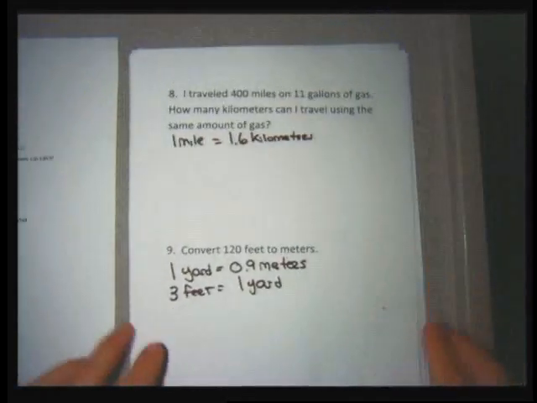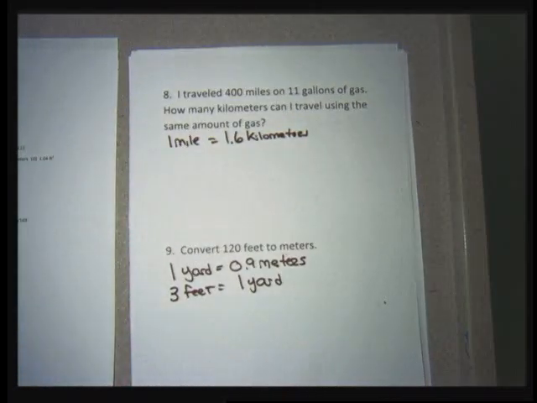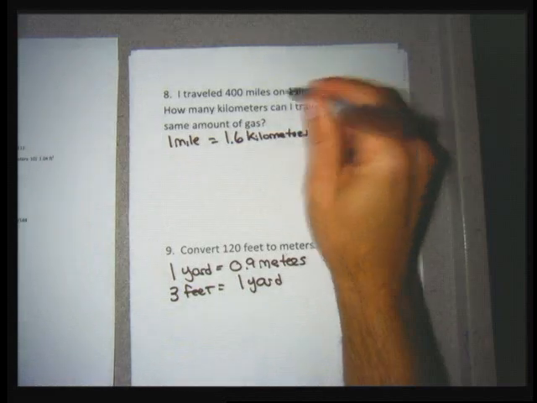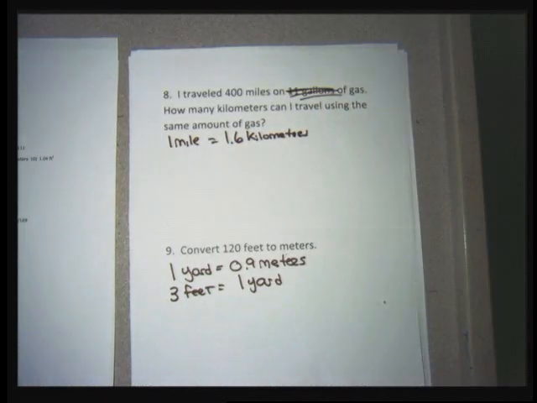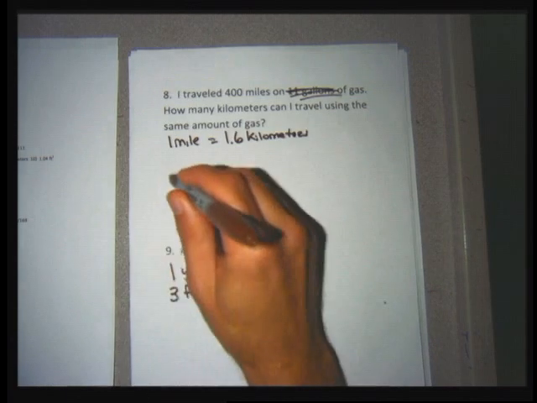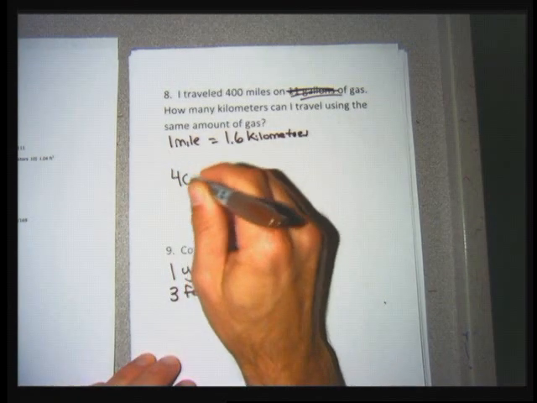I didn't put any Roman numerals on the test, so you don't have to worry about those. Problems 8 and 9 are dimensional or unit analysis, and like I said, you don't have to know the units. In this particular problem, number 8, the 11 gallons of gas is a distractor. What this problem wants me to do is change 400 miles into kilometers, and to do that, I'm going to start with the 400 miles.